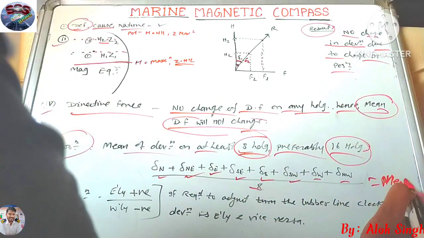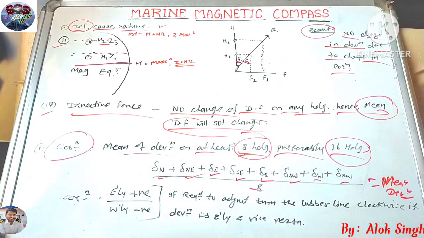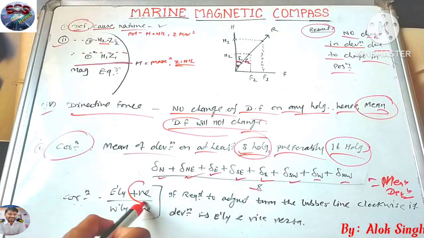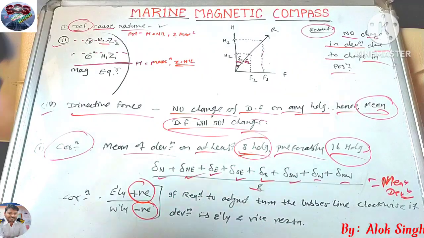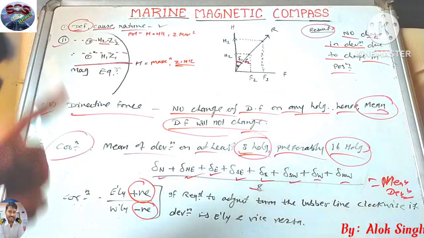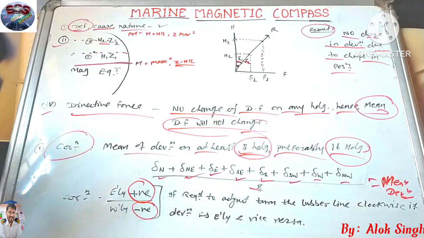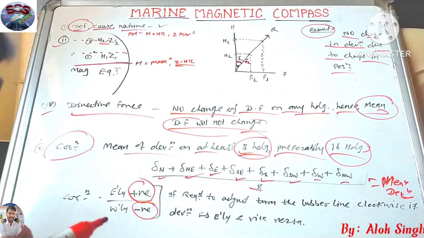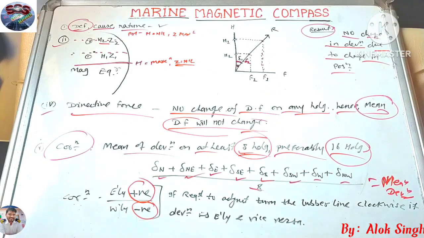You will get a mean deviation. That deviation is either positive or negative, meaning easterly or westerly, because I told you it is circular, so it will give either easterly or westerly. It cannot give both. On a particular heading it is giving something, or on another heading something else. It will be either easterly or westerly.